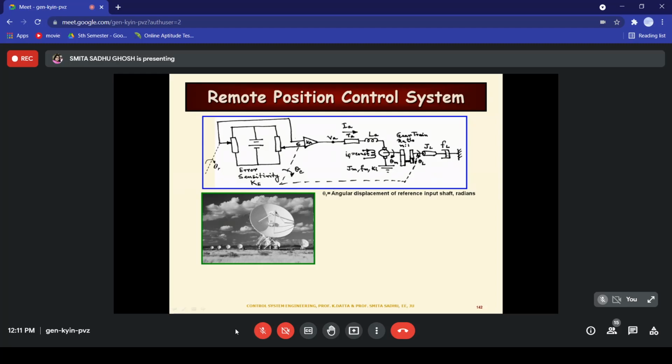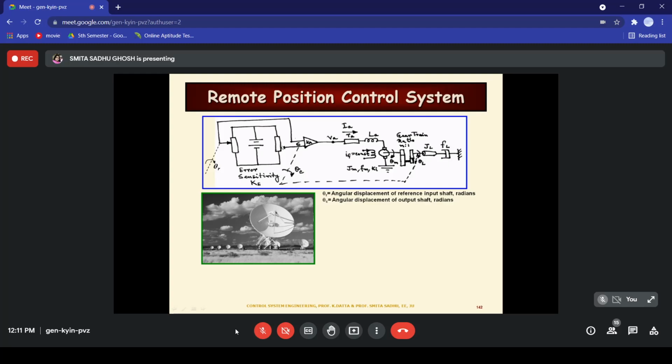Basically, this unit over here is the load. You can see the JL and FL, and the shaft of the motor is connected via a gear train to the shaft of the load. This is the coupling shown with dotted lines. So theta C is the output angular displacement, the angular displacement of the output shaft in radians.